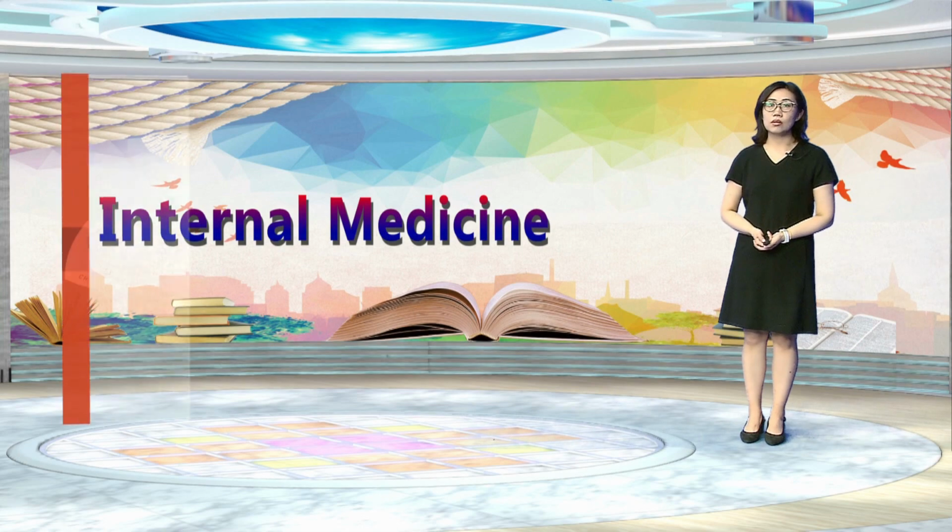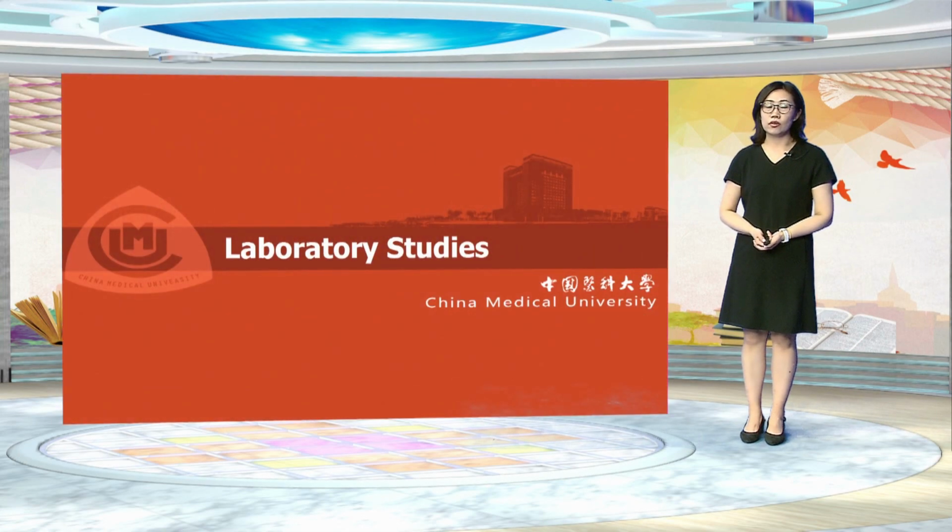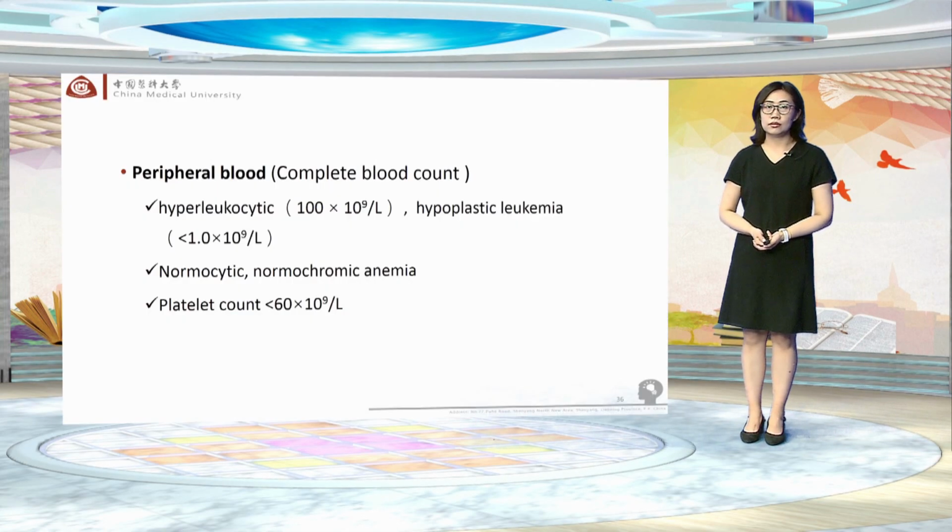Next, we will talk about laboratory studies for acute leukemia. For patients with blood disease, we'll do the complete blood count first. If the patient is highly suspected of leukemia, we should proceed with the MICM examination immediately to give diagnosis and prognosis.